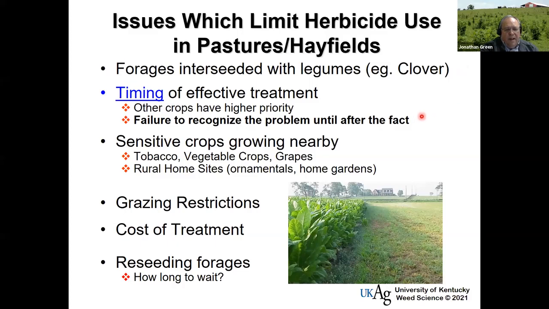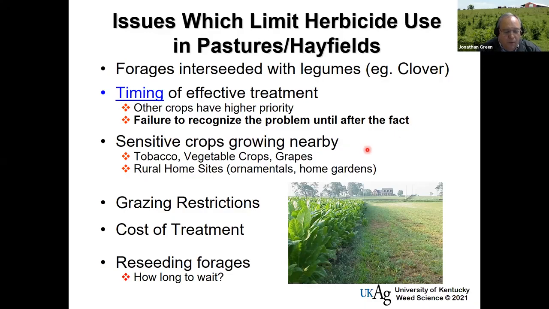But I think other factors are just as important to think about, such as the timing of the treatment. Oftentimes we fail to see the problem until after the fact, or until they're in full bloom. These weeds are in the reproductive stages, and then we decide we need to do something. Well, at that point, most of our herbicides are more effective when the weeds are in the vegetative growth stages, to give us the most benefit.